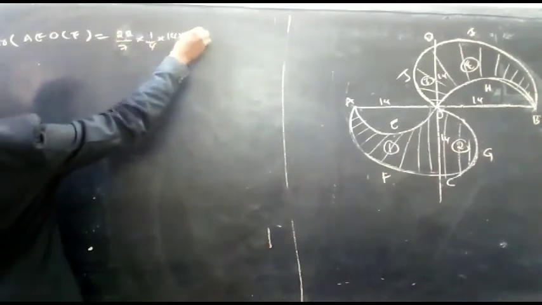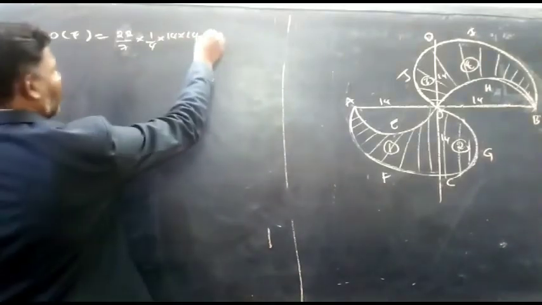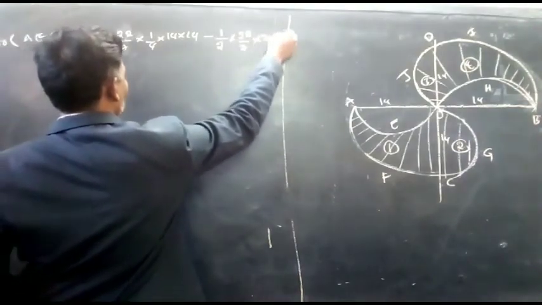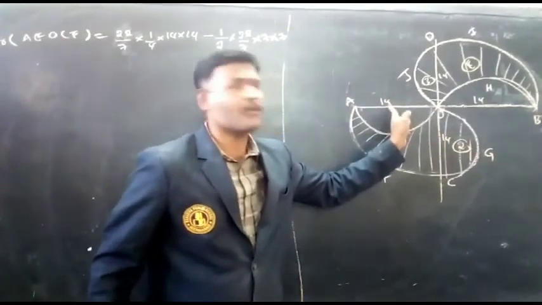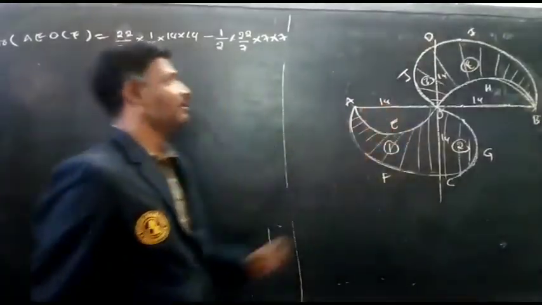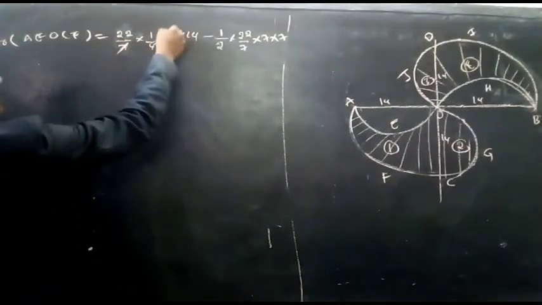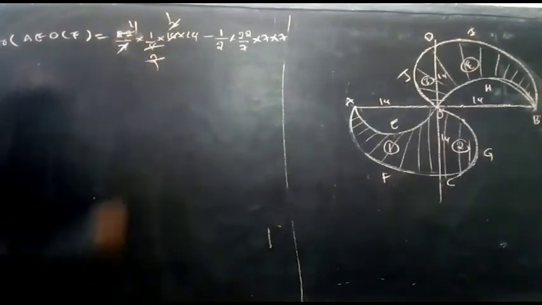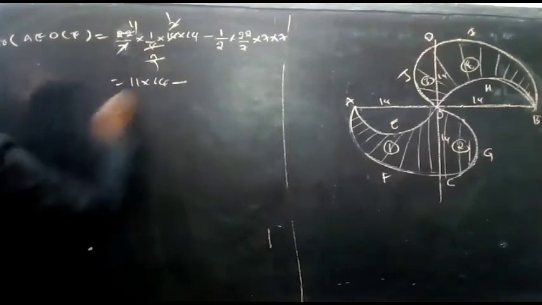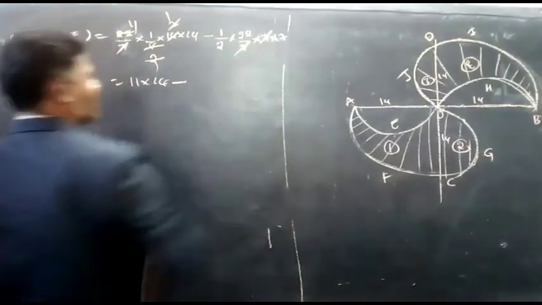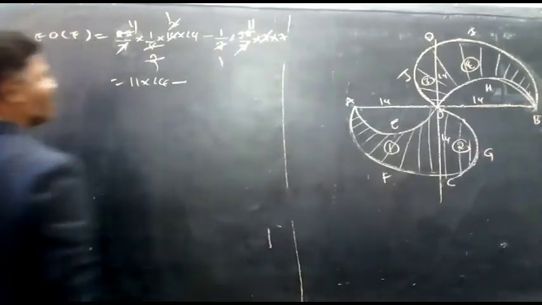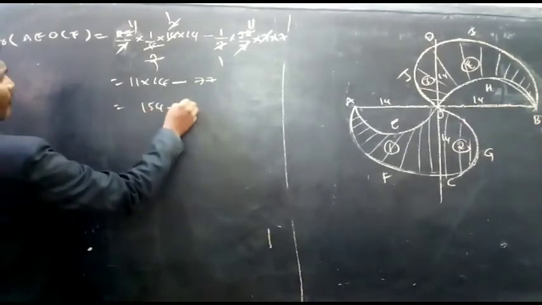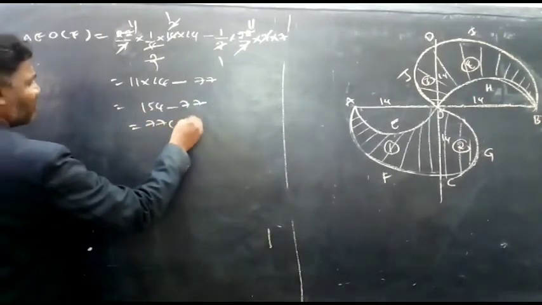what is the radius here? 14 into 14. Then the area of the half circle means 1 by 2 into 22 by 7 into 7 into 7. Why? Because the diameter is 14, and the radius is nothing but half of the diameter. Now in cancellation, 7 ones are 7, 2 ones are 2, 2 elevens are 22. So the remaining is 11 into 14 minus 7 and 7 gets cancelled, 2 elevens are 22. How much is it? 77. So 154 minus 77 is equal to 77 centimeters square.